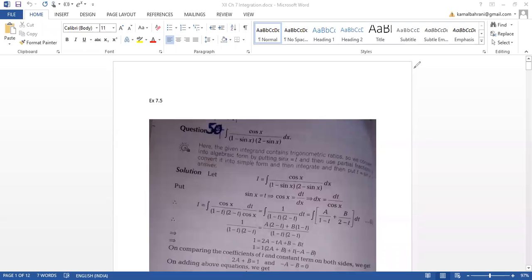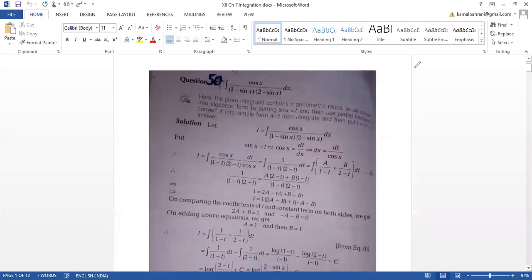See the question. What we are having? We are having cos x upon (1 minus sin x)(2 minus sin x). This is a trigonometric function. Now first of all, if you do it directly, it will be difficult.